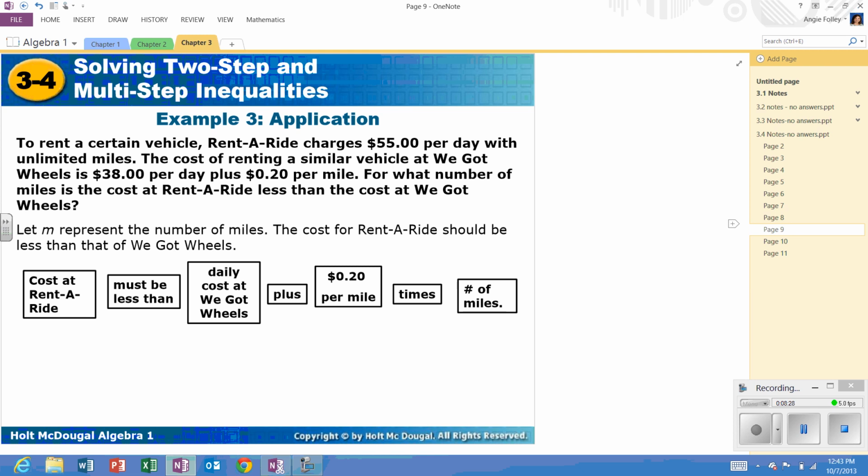So we've got two rent-a-car companies. One charges a flat $55 a day. The other company is only $38 a day, but you're going to pay 20 cents per mile you drive.